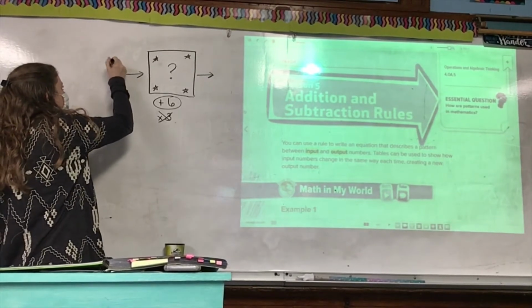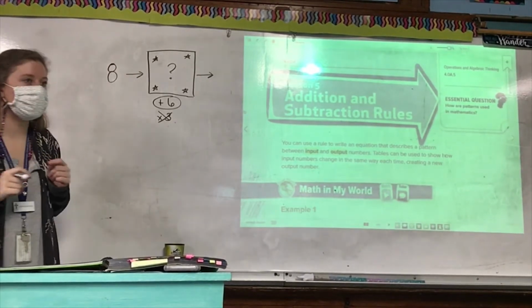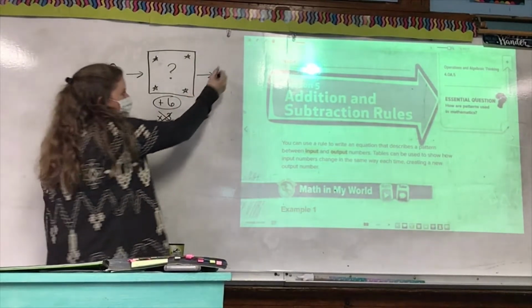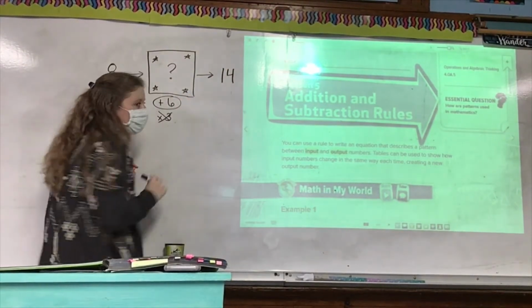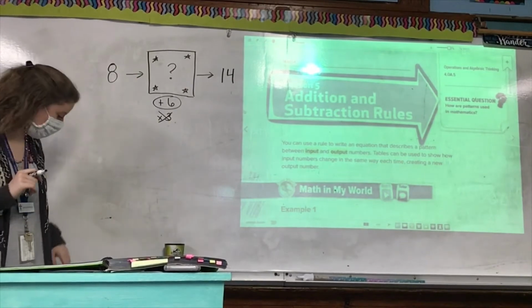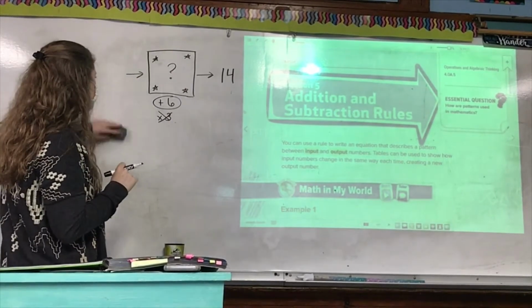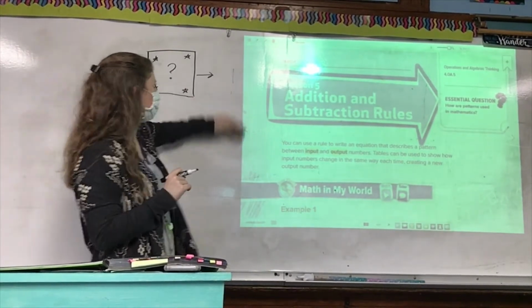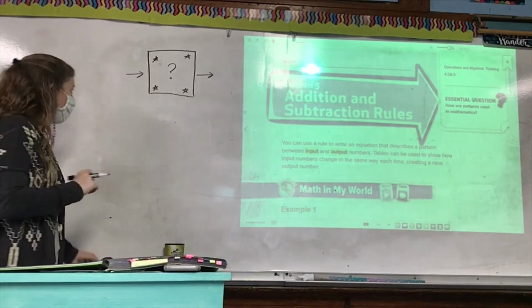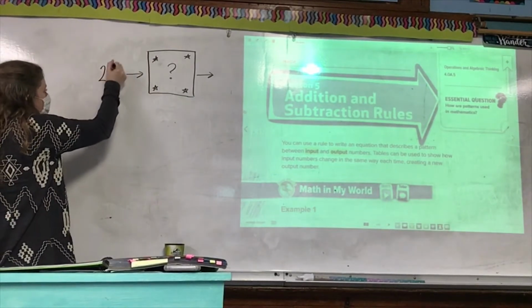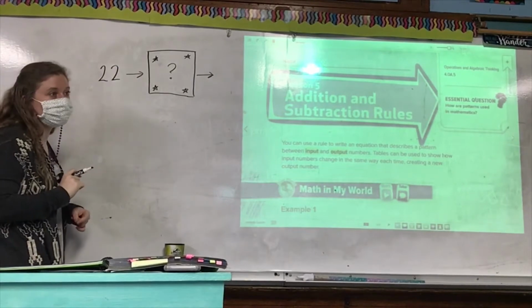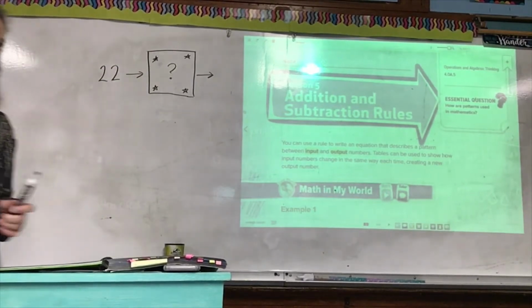We put in our 8. The function machine adds 6. And we get out 14. Good. What if, so now our function machine, I've reprogrammed it, does something different. I put in 22.